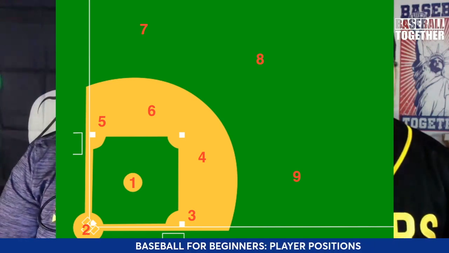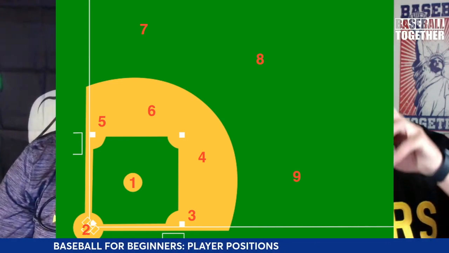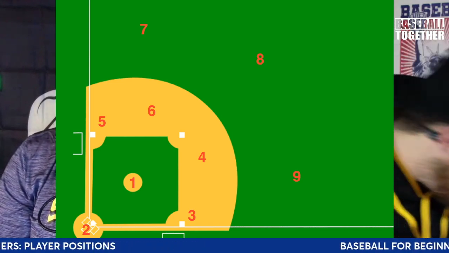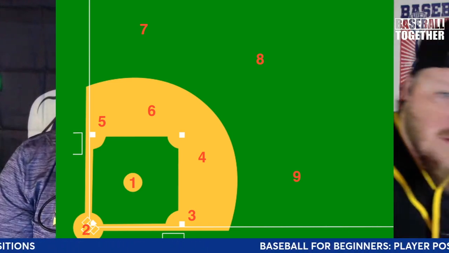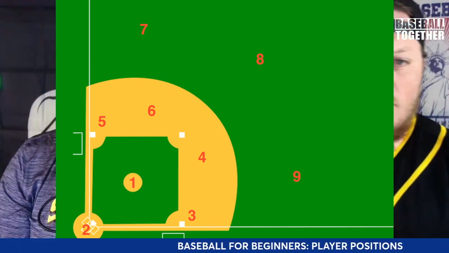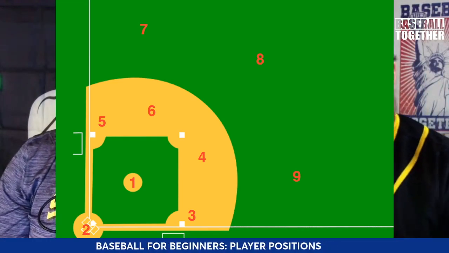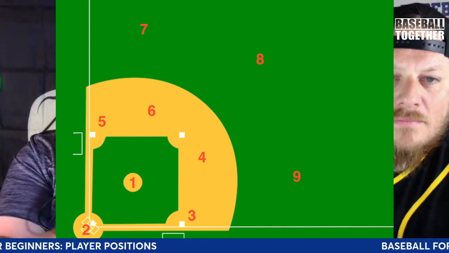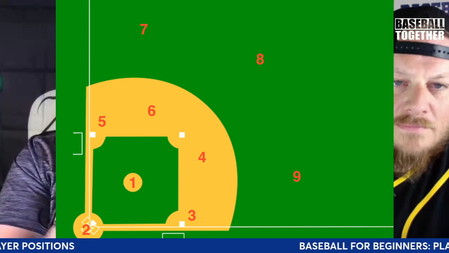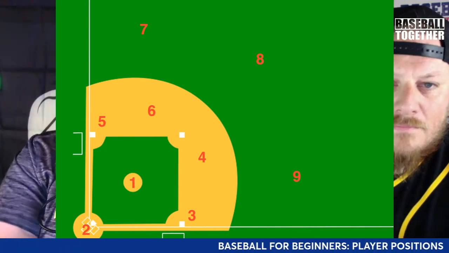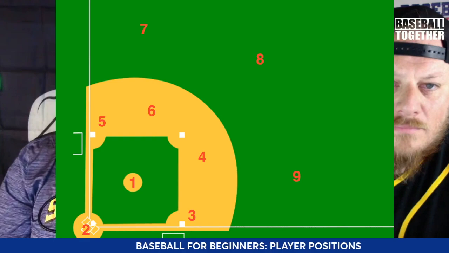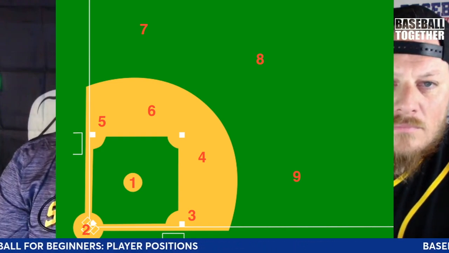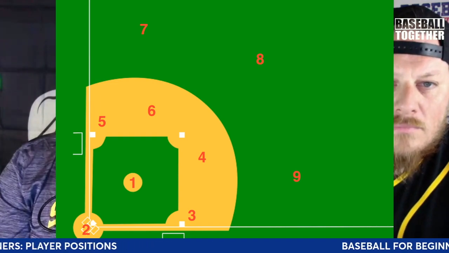So the pitcher is 1, the catcher is 2, the first baseman is 3, second baseman is 4, third base is 5, and then shortstop is 6. That's your entire infield. It can be tough to keep track of as you go from second base to third base, 4 to 5, and then shortstop 6. But that's just the way it's numbered: the bases, and then the shortstop is a little bit of a rover there on the left side of the infield. And then you've got left field is 7, center field is 8, right field is 9.